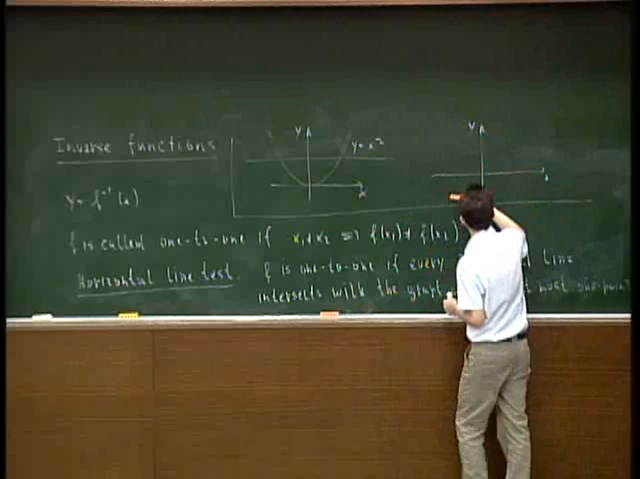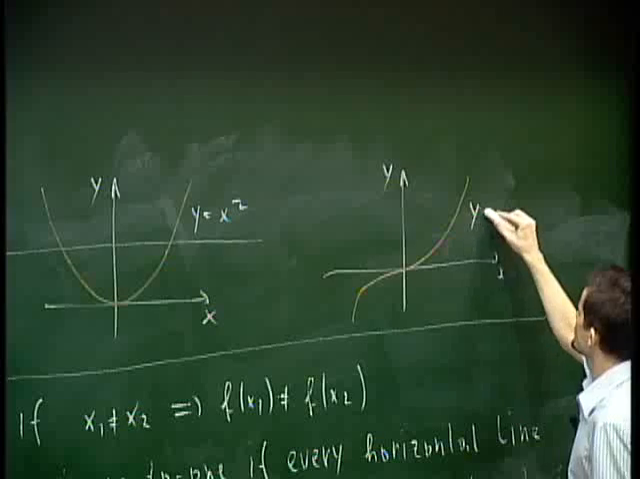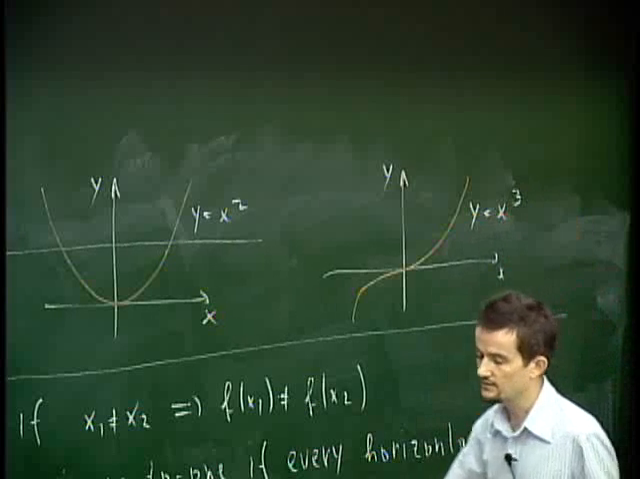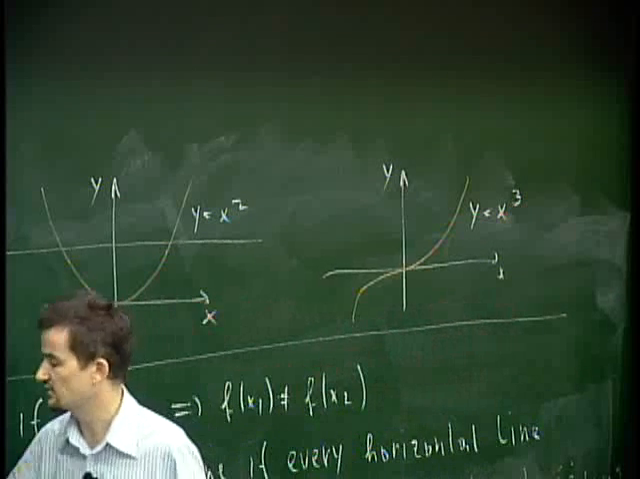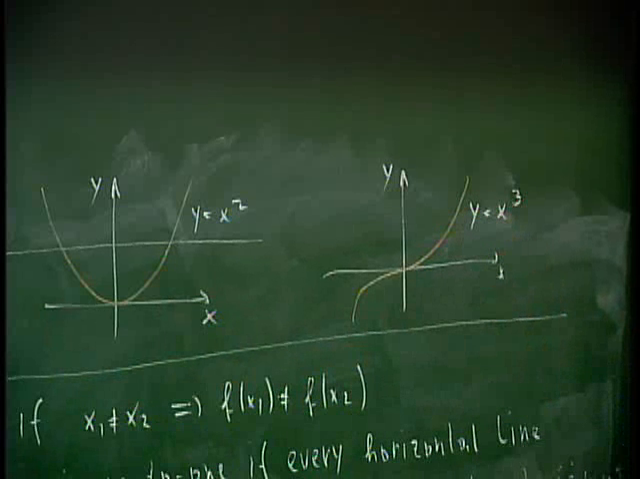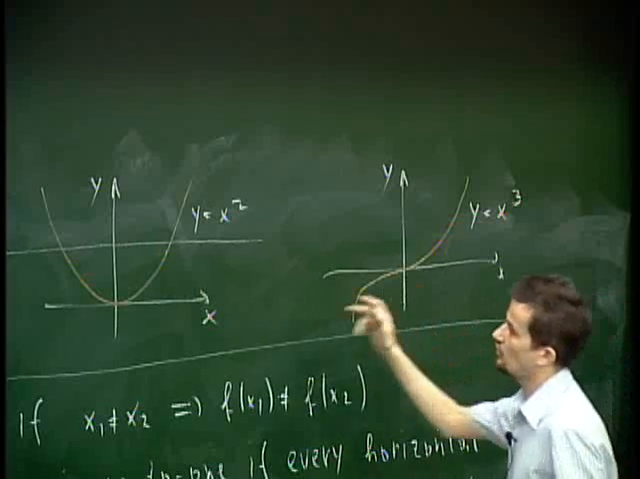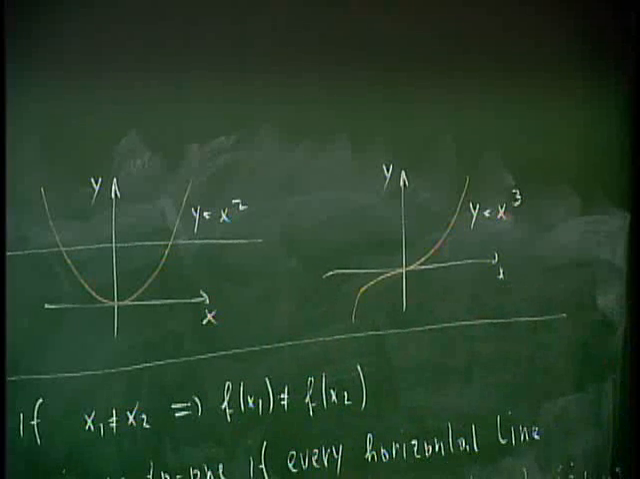But if you look at the function y is equal to x to the cube, then this function is increasing. So an increasing function, of course, automatically passes the horizontal line test. So here, no matter how you choose a horizontal line, the line will intersect the graph of the function in exactly 1 point. So this function is 1-to-1. Now, already here you know that this is a matter of what you consider the domain.